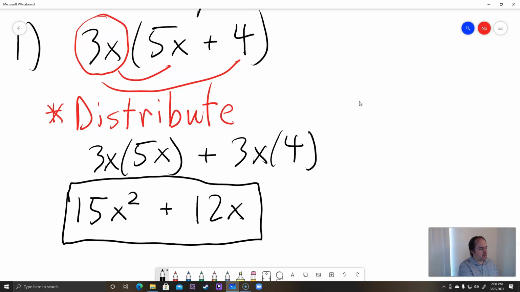Okay? So that's an example of using the distributive property. And it's called the distributive property because you distribute your monomial to each term of the other polynomial.